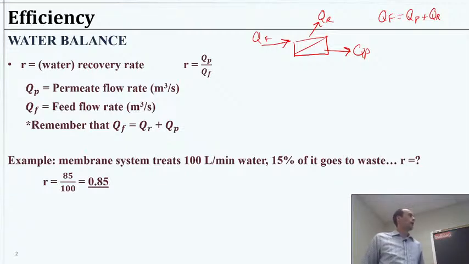Okay, so then if we had an example where we were treating 100 liters of water, 15% of it goes to waste, r should be 0.85 because 85% of it was permeating through and acting as produced water. All right, good so far? So these were concepts, like I mentioned to you, we had not covered yet, but if you were able to take a look at the equations and these slides I had posted for you, these ones hopefully were pretty straightforward, and you could have at least seen how they were going to apply in the problems.